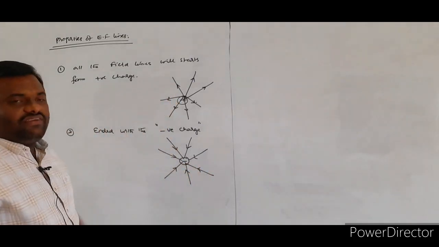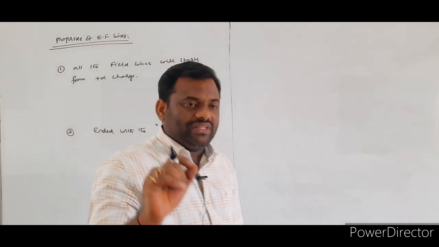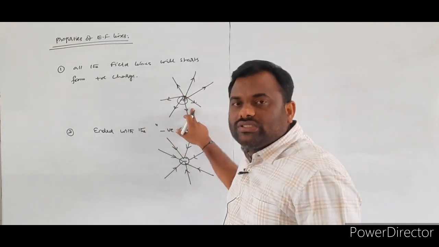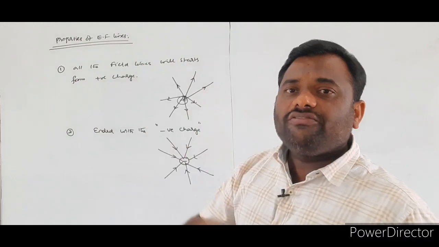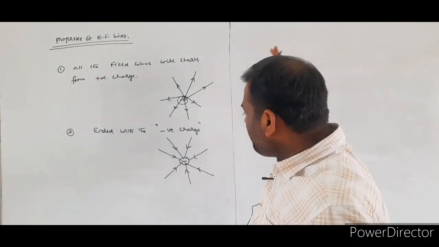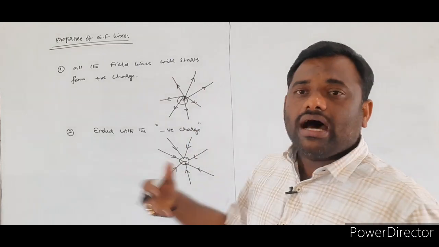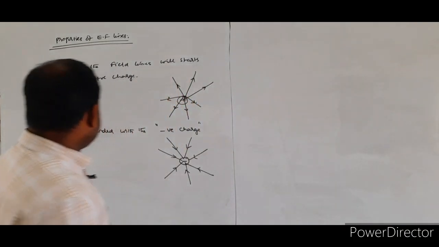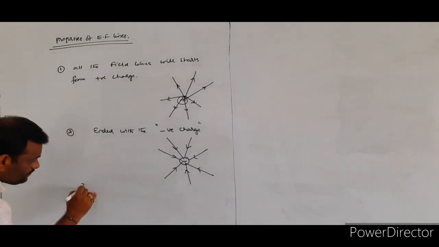So this is the difference we have to understand between the positive charge and the negative charge. If you consider the positive charge, the field lines are moving outwards. If you consider the negative charge, the field lines are coming inwards, or we will say they end with the negative charge.